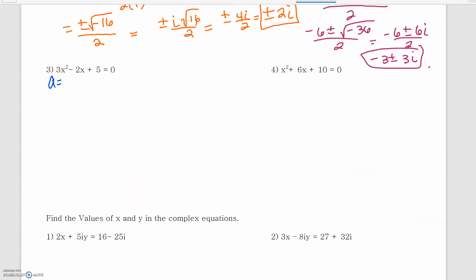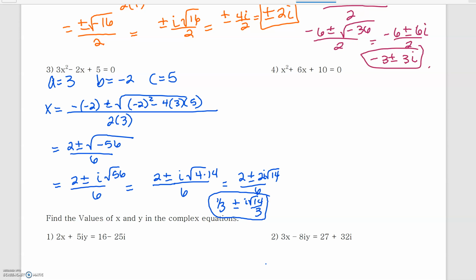Number 3, go ahead and try it on your own. And then push pause and then push play and check when you're ready. All right, so you should get your discriminant negative 56. So the negative comes out, becomes the i. 56 is 4 times 14. So then we can divide by 2, 6 divided by 2, or 1 third, and then 2 divided by 6, or this divided by 3, with your i radical 14, plus or minus between them.